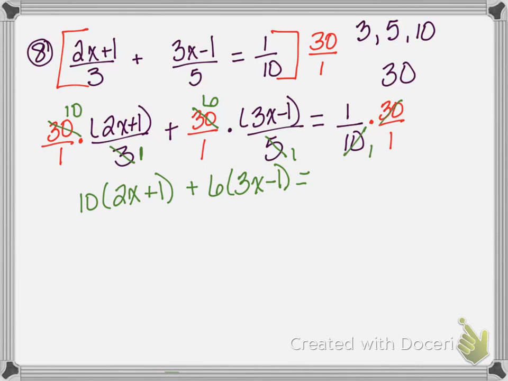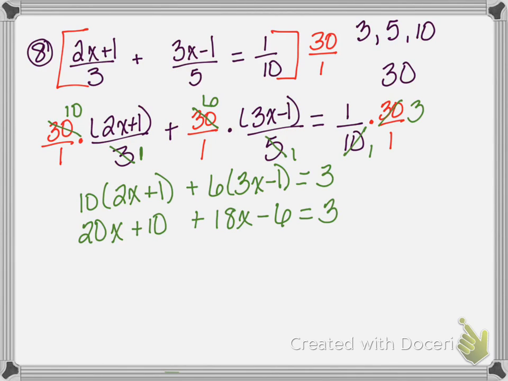10 goes into 10 once. 10 goes into 30 3 times. And so I'm going to have that equal to 3. I distribute my 10. 10 times 2x is 20x. 10 times 1 is 10. 6 times 3x is 18x. 6 times negative 1 is negative 6. Okay, I have negative 6 and positive 10. That's positive 4.